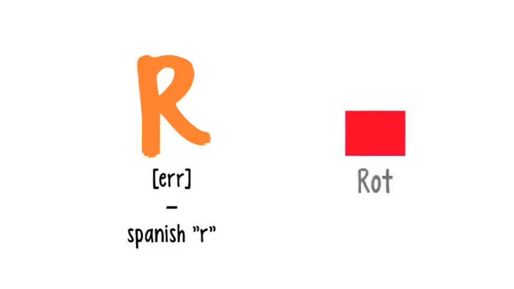That is how we officially pronounce the German R, but in some regions in Germany we also use the Spanish R. And the German word with the letter R is rot, which means red.